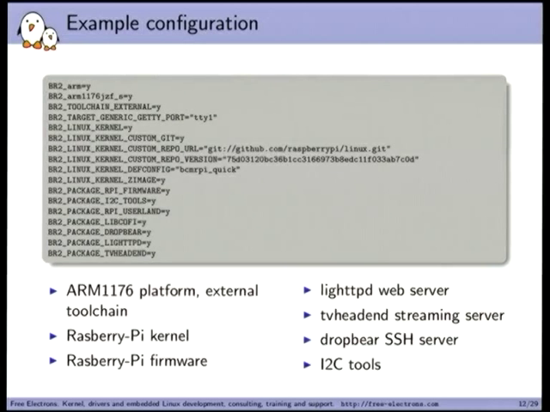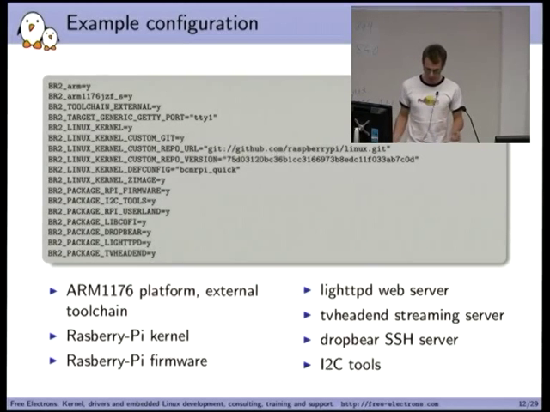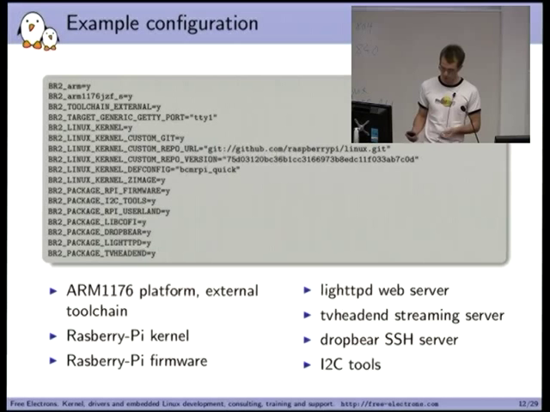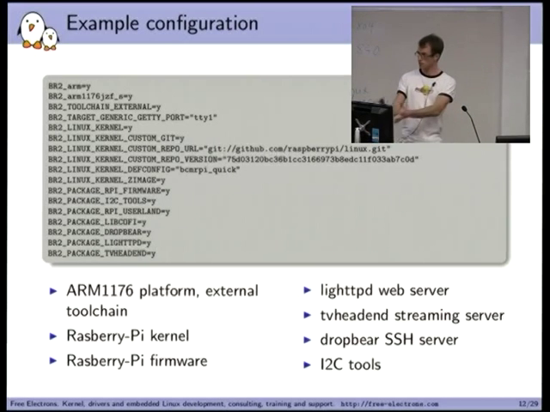Just like the Linux kernel, the configuration gets saved in a file named .config, which is just a text file that says for each option what the value is. So here is the configuration for the Raspberry Pi. It's going to build a kernel for an ARM platform with an external toolchain. It's going to include the Raspberry Pi firmware and userland proprietary binaries, the I2C tools, and then the TVheadend streaming server, the Dropbear SSH server and the lighttpd web server. And just with this configuration, it's going to produce directly an image that you can use on your Raspberry Pi.